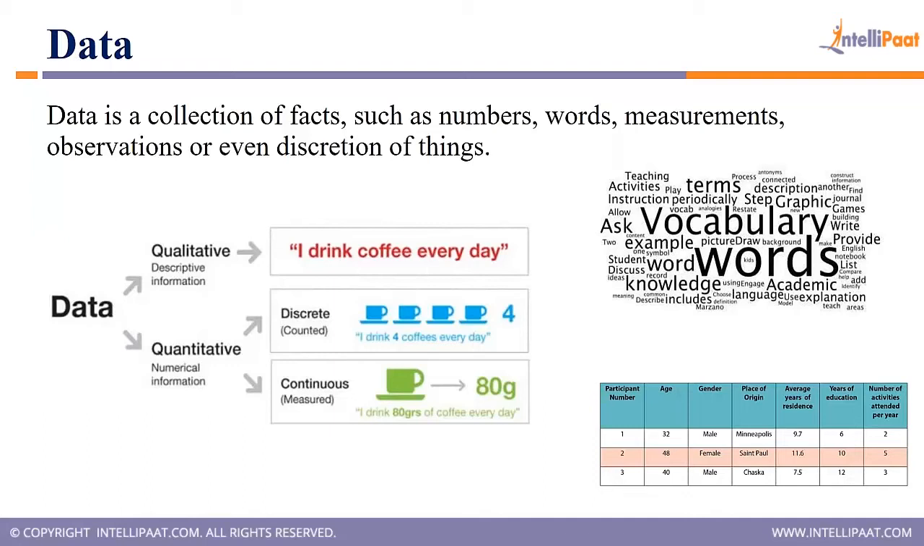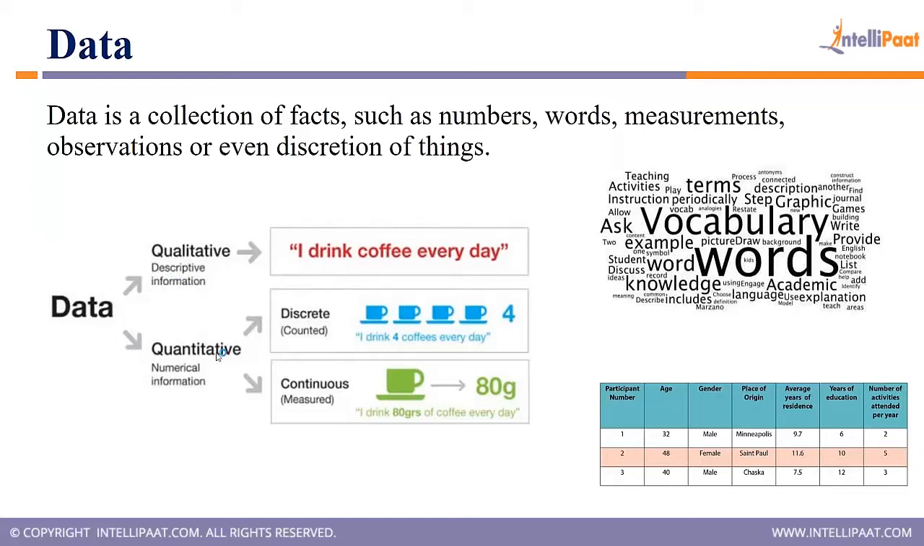Generally you can think of data as divided into two types, qualitative data and quantitative data, right? What do you mean by qualitative data? Qualitative data is descriptive information. The data which consists of descriptive information is known as qualitative data. Let's say, for example, I drink coffee every day, right? This is descriptive information.